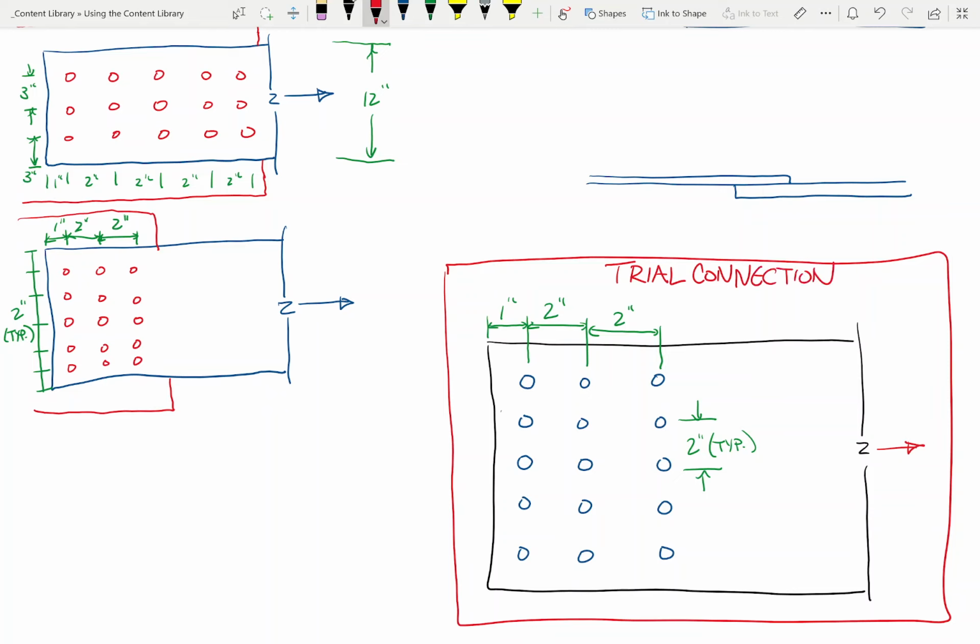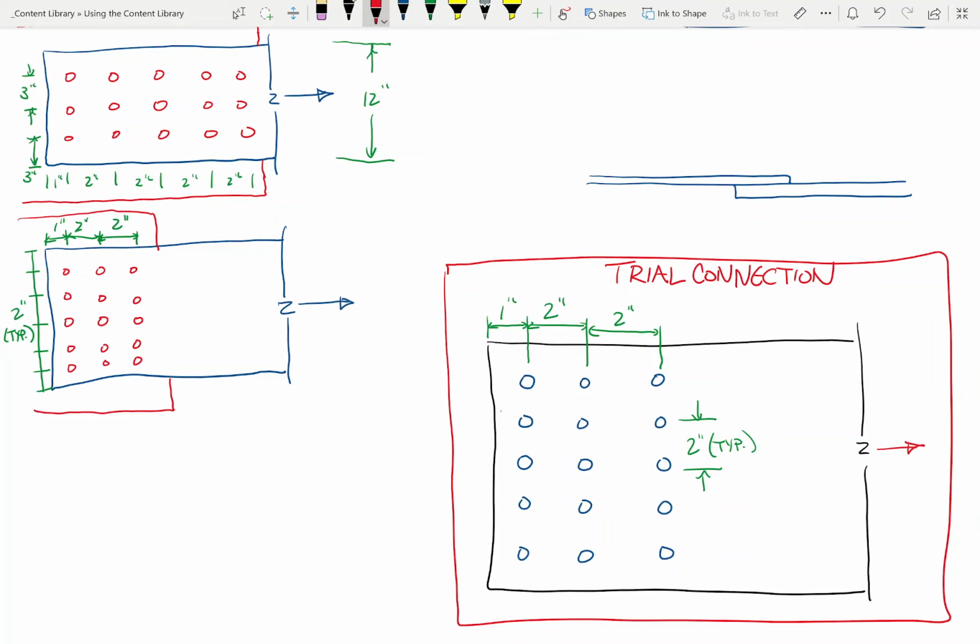This is my trial connection. By the way, how many edge bolts do I have on this connection? And how many interior bolts do I have? 5 edge bolts, 10 interior bolts. That's different than this connection that would have had 3 edge bolts and 12 interior bolts. Does that make sense?